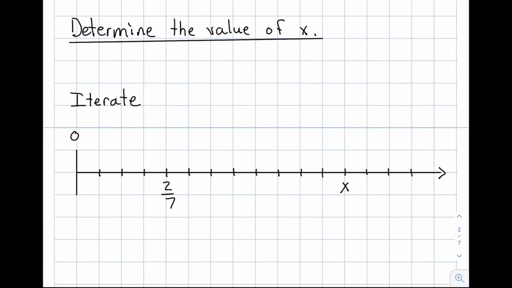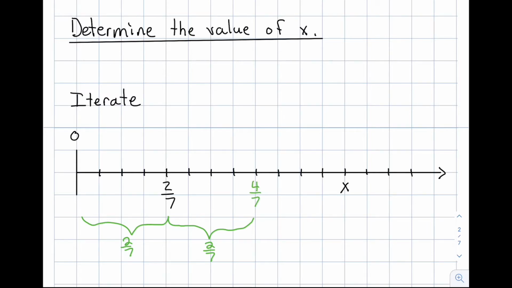Our first strategy is going to be to iterate, to repeat over and over the same length. So here I can see that 2/7 is 1, 2, 3, 4 spaces. So if I went another 1, 2, 3, 4 spaces, I would have gone another 2/7. 2/7 plus 2/7 is 4/7.